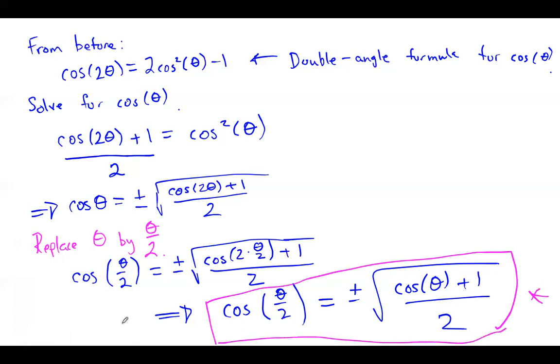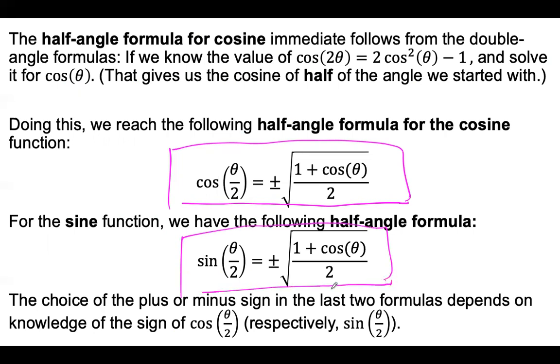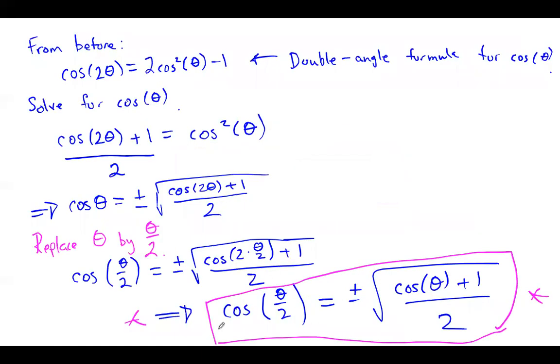So this is what we just derived right over here. We just derived the half angle formula for cosine. So it's plus or minus square root of 1 plus cos divided by 2. And we can do the same thing for the sine function as well. And we choose the positive or negative formulas depending on your knowledge of your cos or your sine functions. So we just derived the cos one. You could do the sine one if you wish.